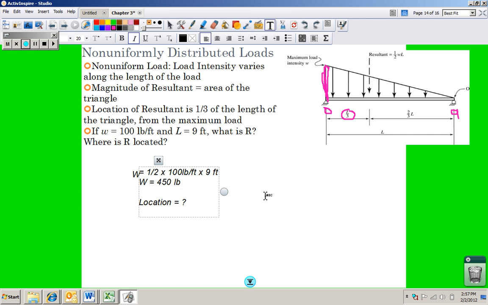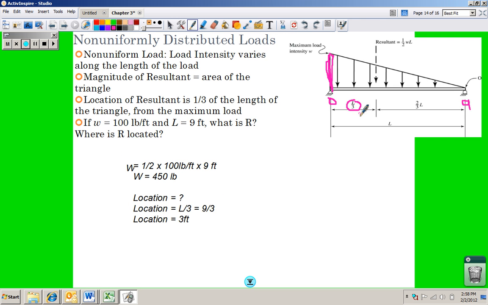What's the location? It's going to be L divided by 3, which is 9 divided by 3. And so that's going to be at 3 feet. So it would be right here. 3 feet.